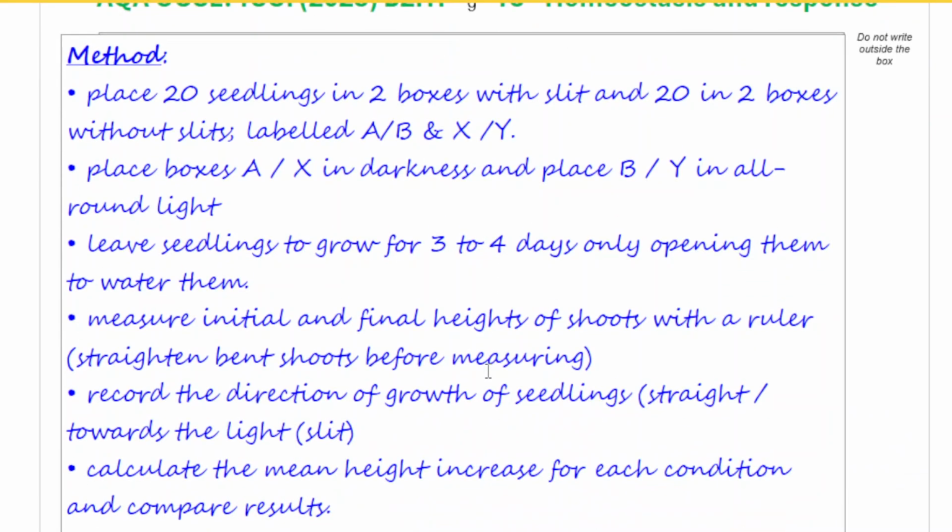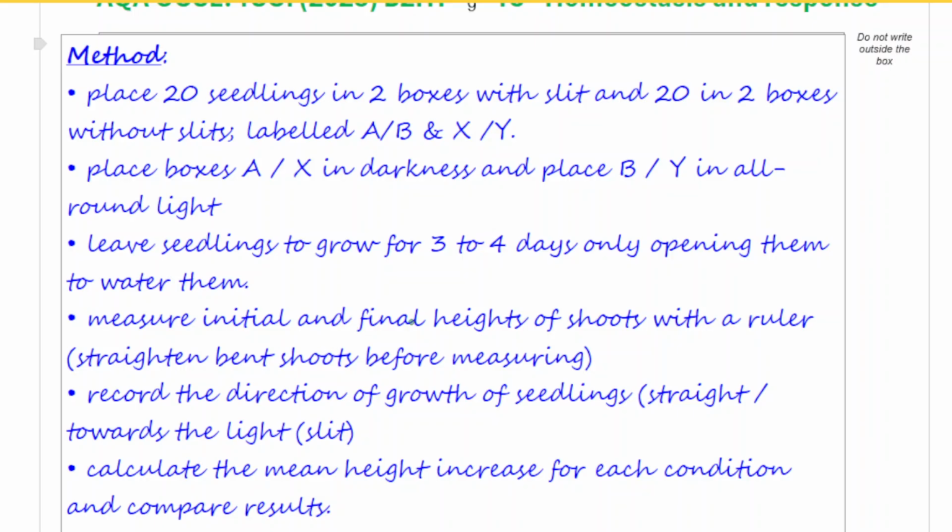Here's a model answer. The method: place 20 seedlings in 2 boxes with slits and 20 in 2 boxes without slits, labeled A, B, and X, Y. So I've actually used these labels to help me explain the next steps clearly. Place boxes A and X in darkness, and place B and Y in all round light or just one direction light. Leave the seedlings to grow for 3 to 4 days, only opening them to water them.